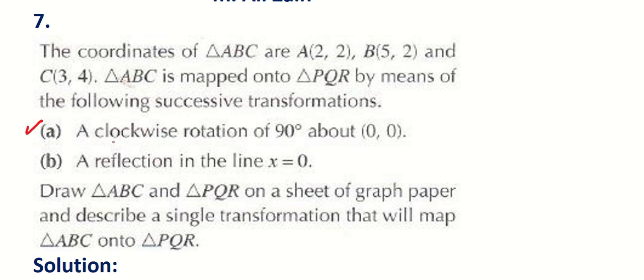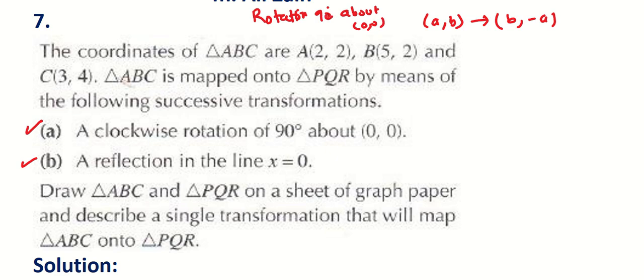First, we operate a clockwise rotation of 90 degree about origin, and the second one is a reflection in the line x is equal to 0, which is known as y-axis. First, when we operate clockwise rotation of 90 degree on the coordinates a, b, they become b, minus a after rotation. Rotation about origin 90 degree: AB becomes B minus A.